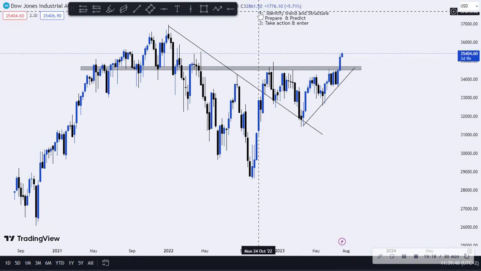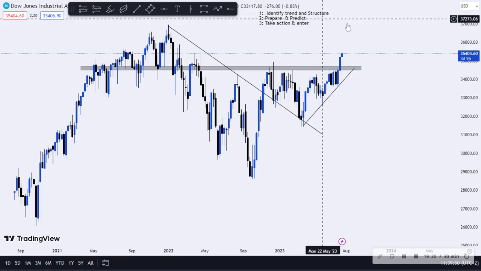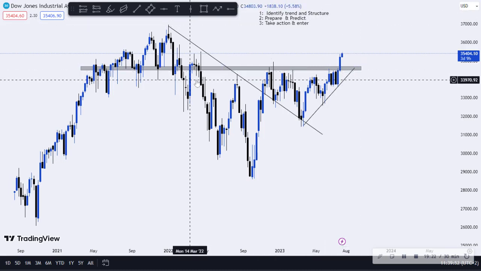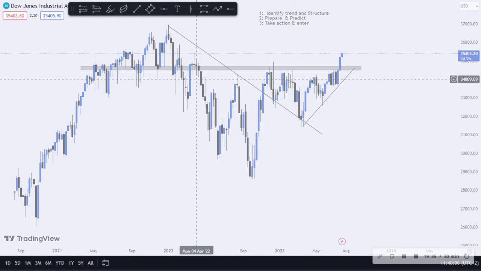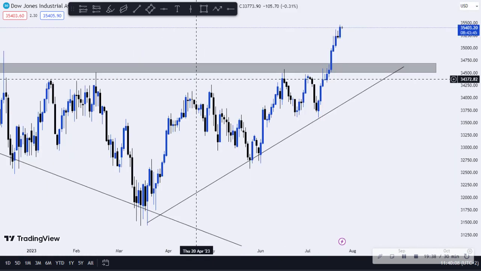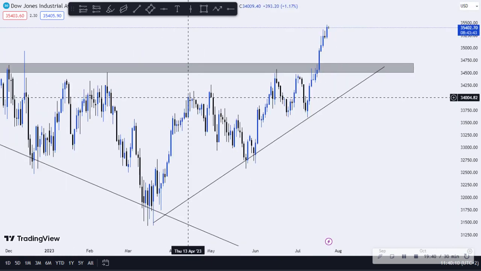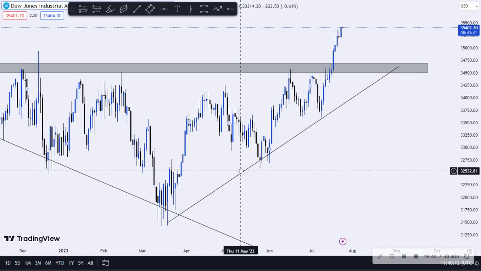Actually, number one, identifying a trend and structure. This is our structure. But now we are going to prepare. There's something that I'm going to teach you. It's a secret. Let's go to daily time frame. Just want to show you something very nice, guys.